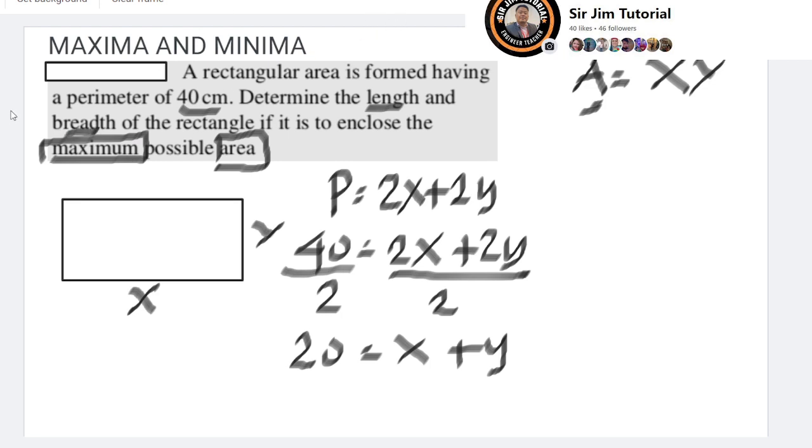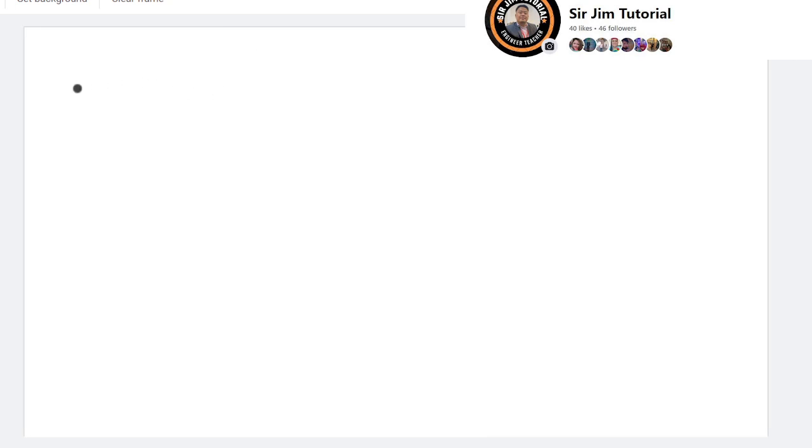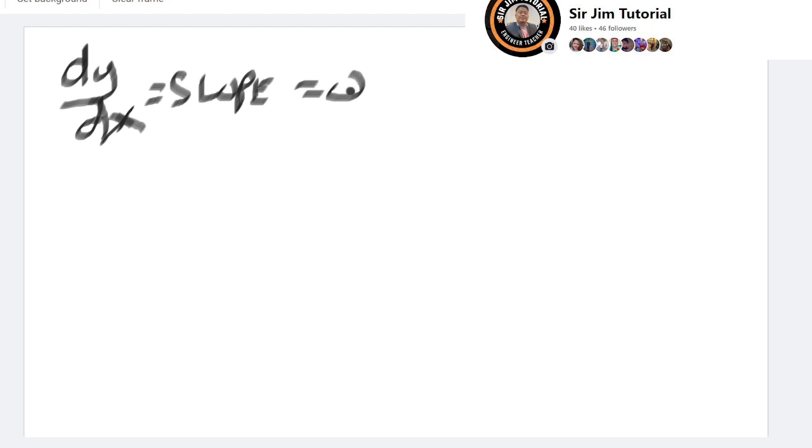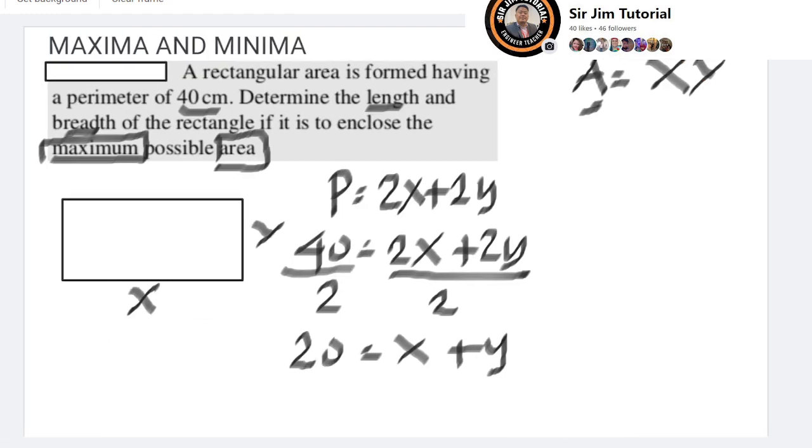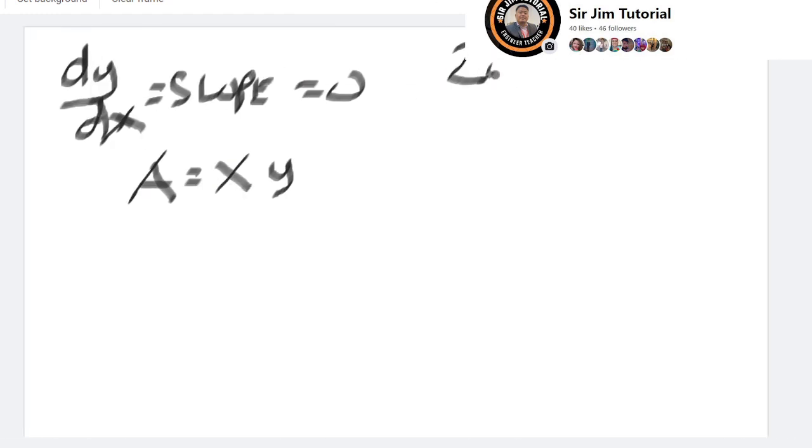Just a brief review, we know that the derivative, dy over dx, is equal to the slope. And if you have slope equal to 0, then you get the maximum or minimum value. So from here, you have A is equal to x and y. We know that from the initial equation, you have 20 is equal to x plus y. So from here, we can say that y is equal to 20 minus x.